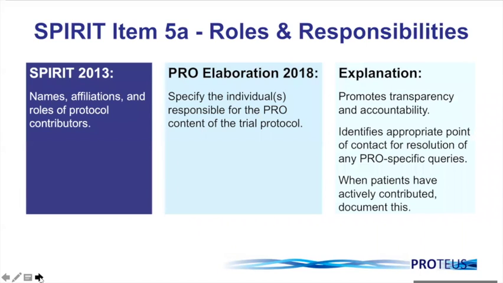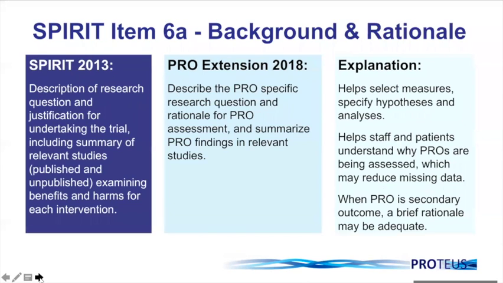So the first SPIRIT item, 5a, is focused on roles and responsibilities, including names and affiliations of the protocol contributors. The PRO elaboration 2018 stated that you should specify the individual that's responsible for the PRO content of the trial protocol. This aims to promote transparency and accountability, and will also identify an appropriate point of contact for resolution of any PRO-specific queries. It's also really important to document when patients have actively contributed to the protocol development.